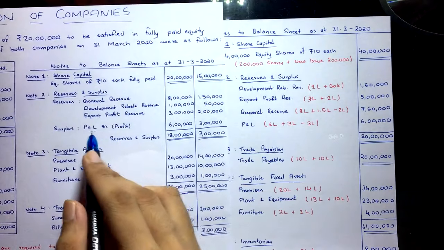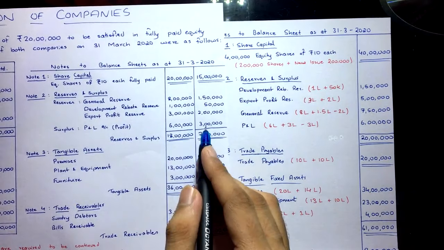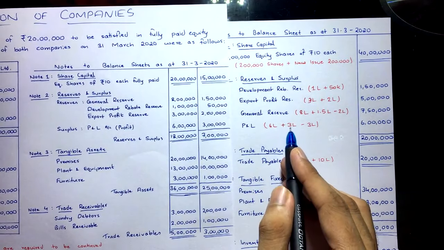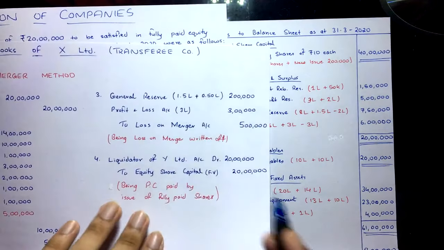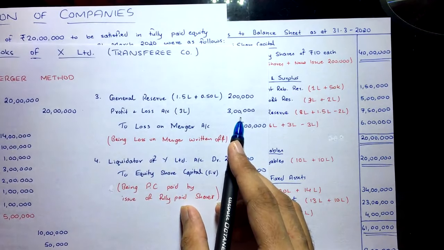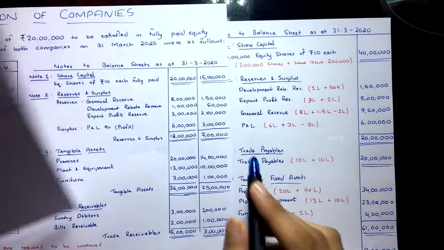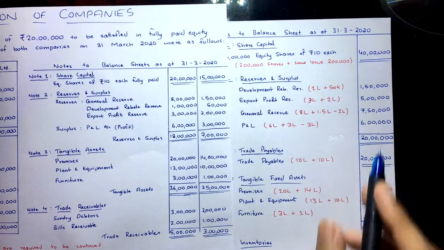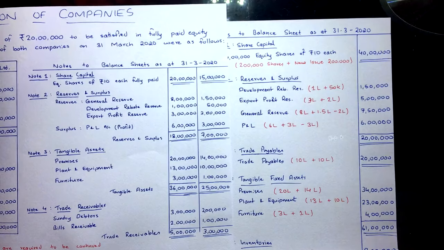And in PNL also, see here, how much did we have? 6 lakh plus 3 lakh. And then you have used, see the journal entry, you have used 3 lakh of profit and loss to write off that loss on merger. So that is why minus 3 lakh, so that would be 6 lakh. Simple, right? See here what happened.